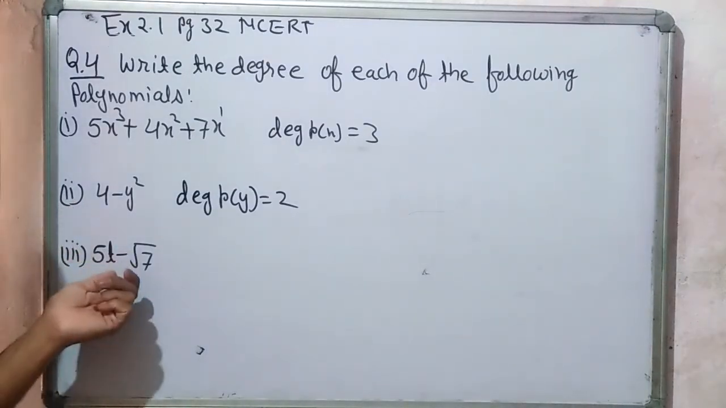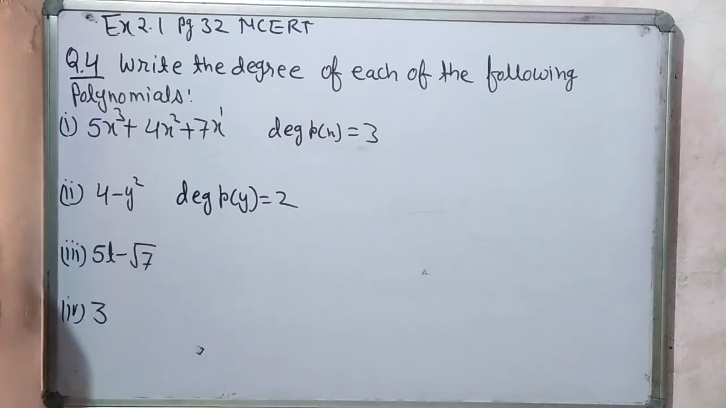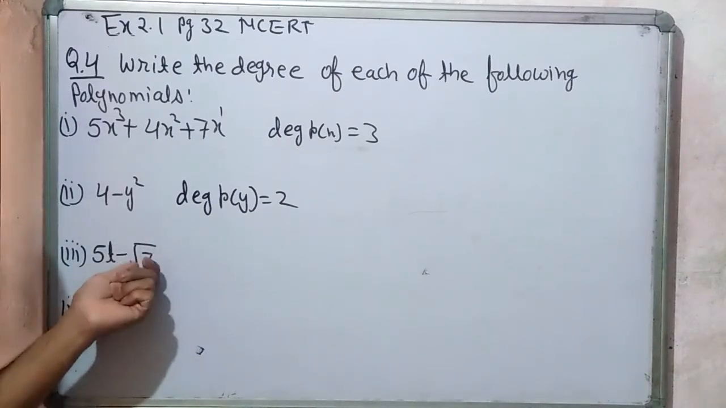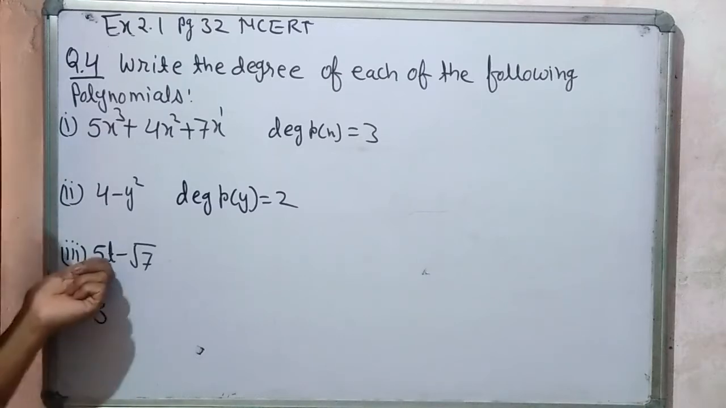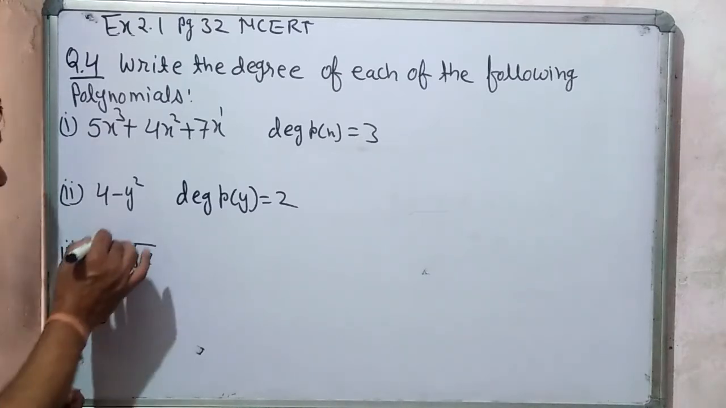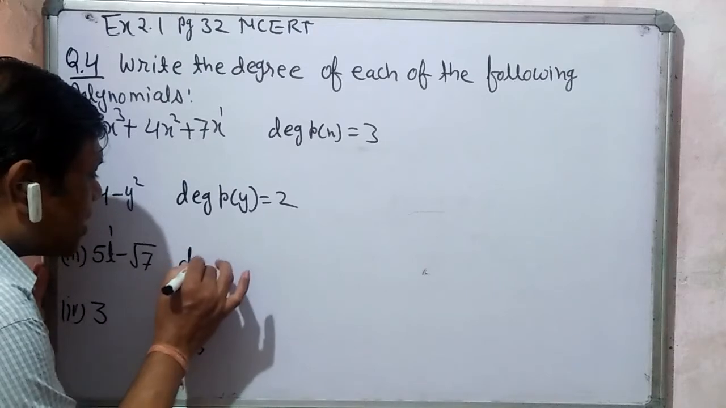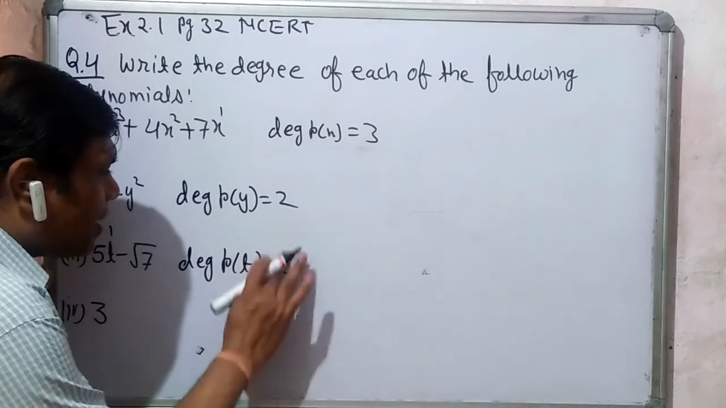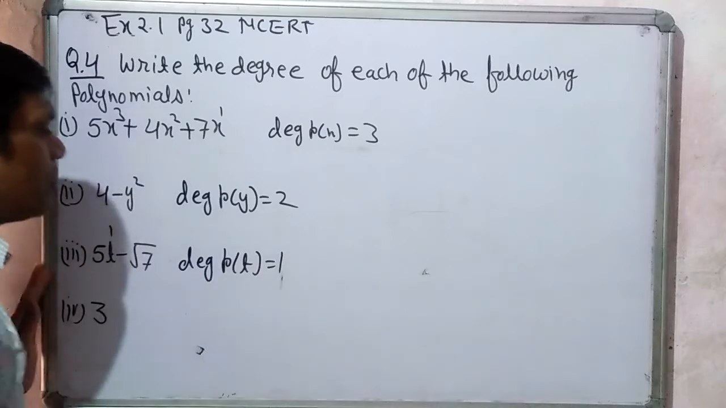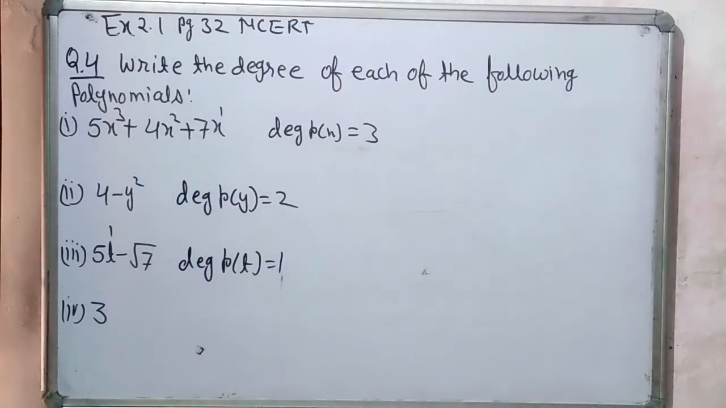Right? Third one is 5t minus square root 7. Square root 7 is a constant. So it is a constant term. It is not having any degree. Its degree is 0. But of the first term, the degree is 1, because the power of t is 1. So here we can say the degree of the polynomial in t is 1.